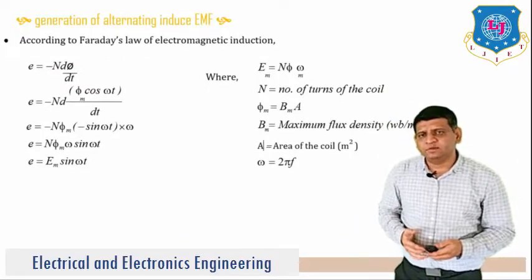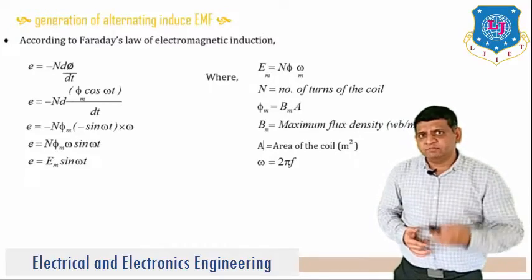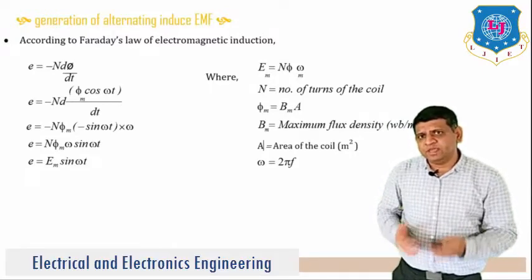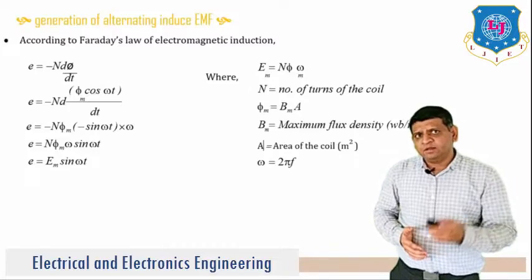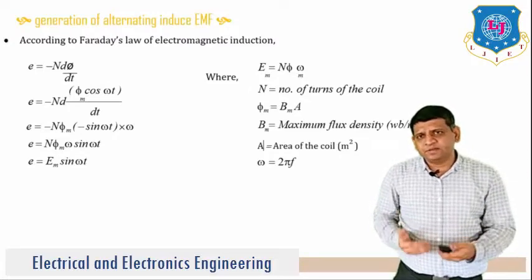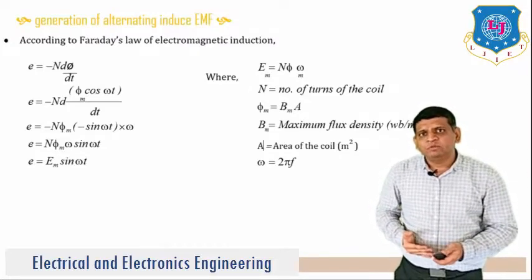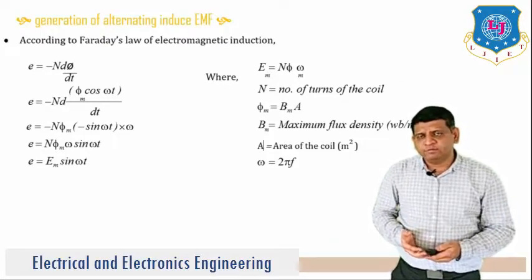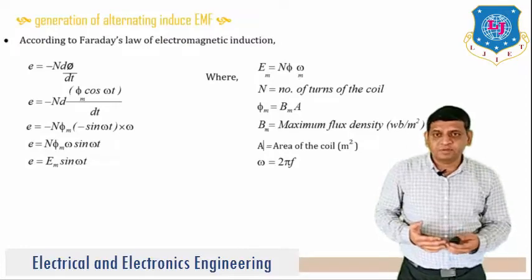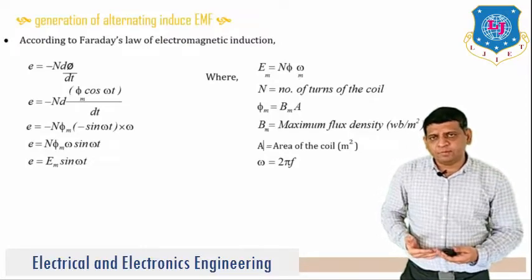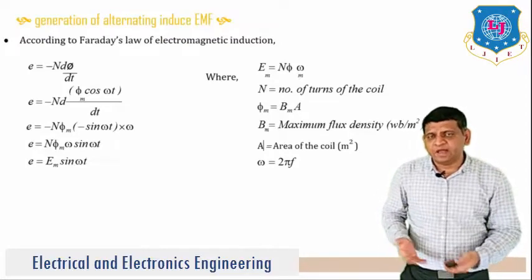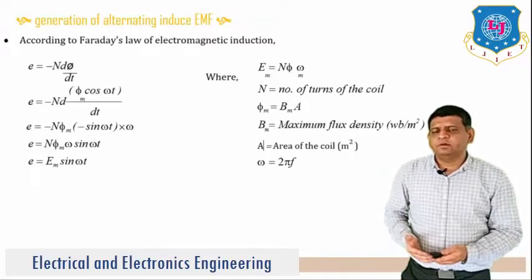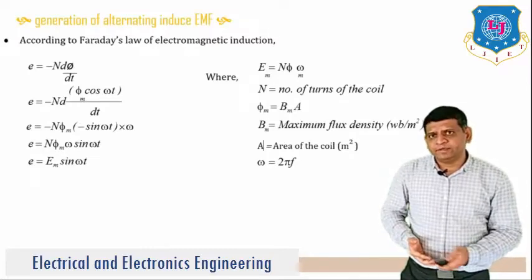Again we repeat this portion where E is equal to minus n into d phi by dt. Same way you will finally have the equation E is equal to Em sin omega t, where Em is represented as a magnitude, that is equal to n into phi m into omega. N is the number of turns of the coil, phi m is equal to Bm into A. Bm is called the maximum flux density, Weber per meter square, A is defined as the area, and angular velocity omega is equal to 2 pi f, right.